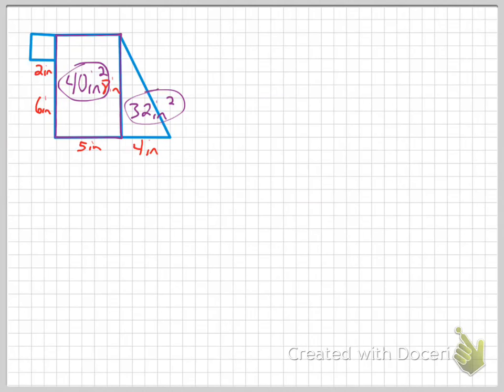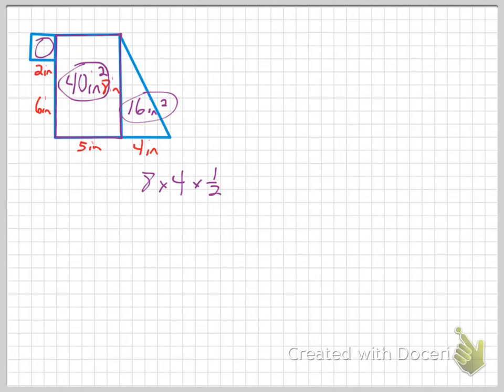No. Why not? Because it's half. Triangles are 1/2 base times height. So it's not 8 times 4. It's 8 times 4 times 1/2, or divided by 2. Do you understand what I'm talking about? What's 8 times 4? 32. What's 32 times 1/2? Or 32 divided by 2? 16. That means this guy is 16 square inches.